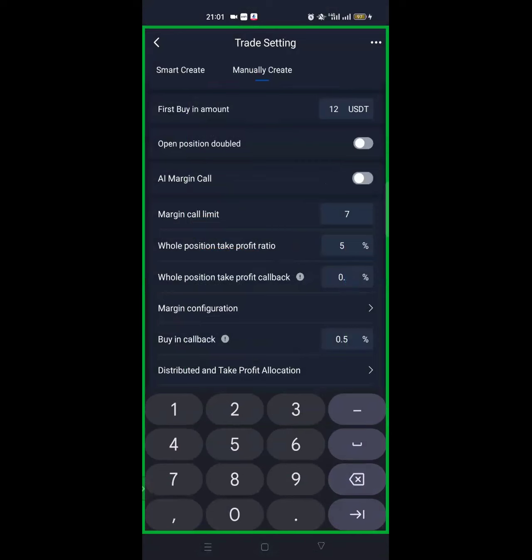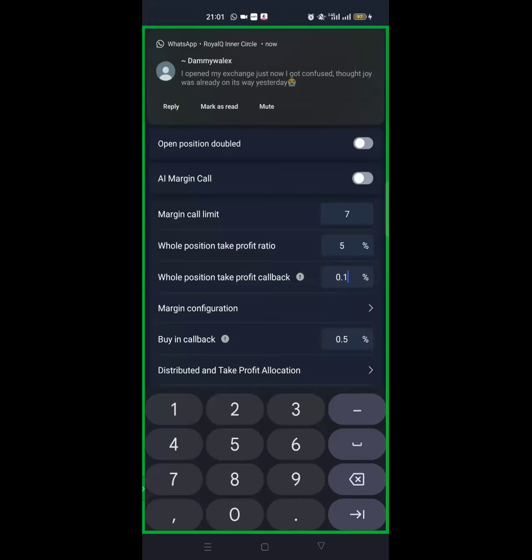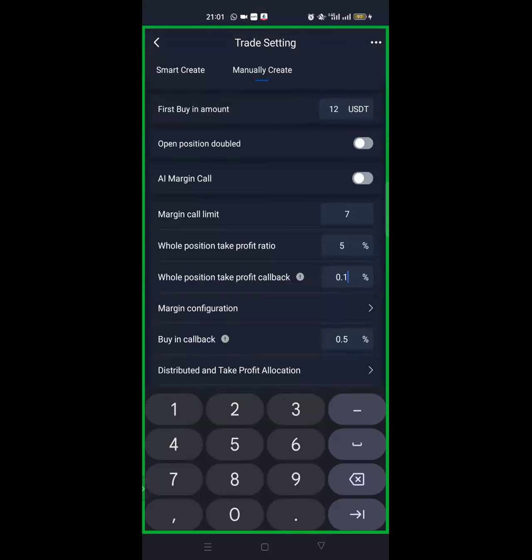Now, if you put your callback to be 0.1, once it touches 5% take profit, and you notice that this coin is not going up any further, this coin is now going down, it's going to sell at minus 0.1. The callback is going to trigger at minus 0.1%. So that's where you notice that if you set a coin for 5%, that coin is going to sell at 4-point-something%, or that coin is going to sell above 5%.